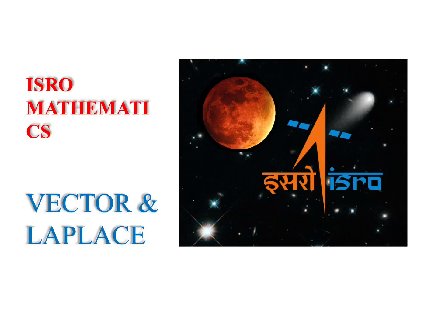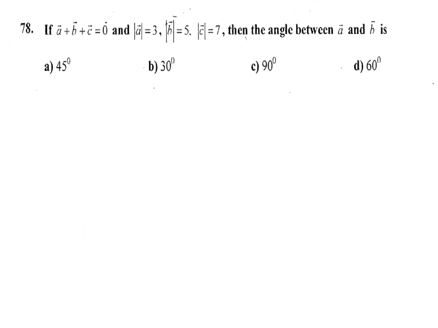This is ISRO Mathematics from 2006 to 2016, Vector and Laplace Part 2. If A vector, B vector and C vector satisfy A vector plus B vector plus C vector equal to 0, and A vector magnitude is 3, B vector magnitude is 5, C vector magnitude is 7, then how much is the angle between A vector and B vector? We have to calculate.